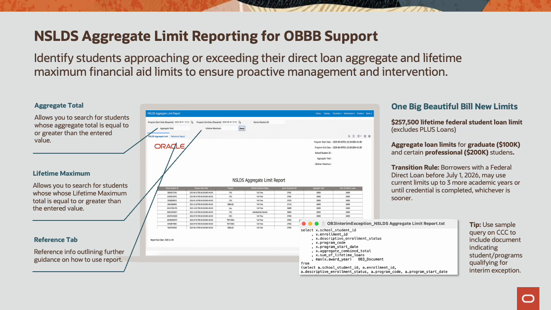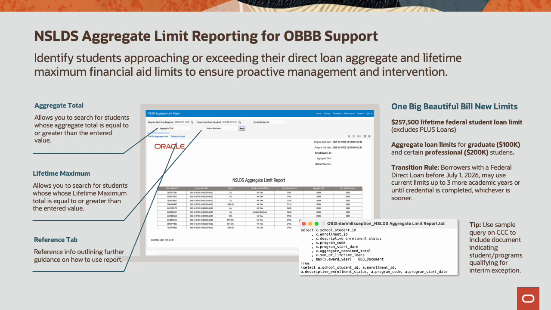It's important to note that the NSLDS aggregate totals presented in the report track borrowing across both undergraduate and graduate levels. So you can use this field to approximate students approaching these limits. However, you will need to develop additional strategies to confirm which program types are included in the provided aggregate amounts.